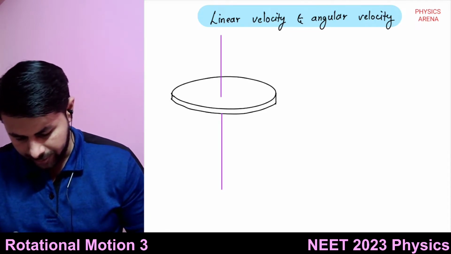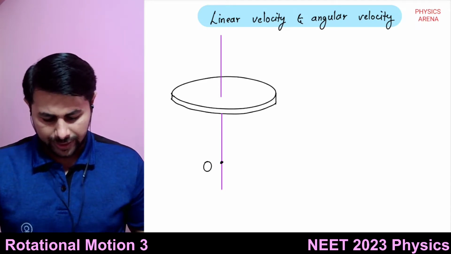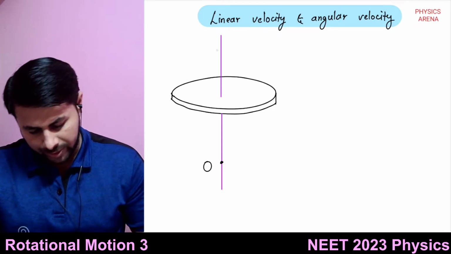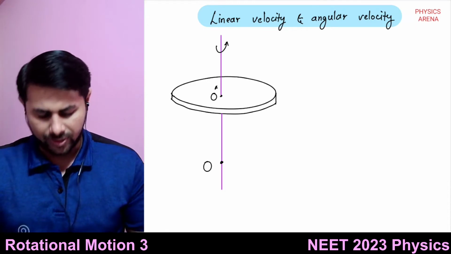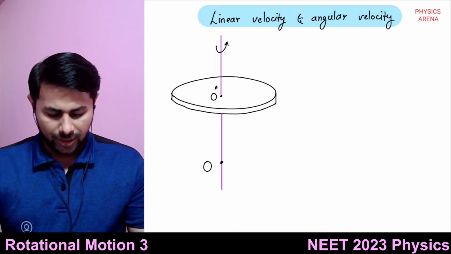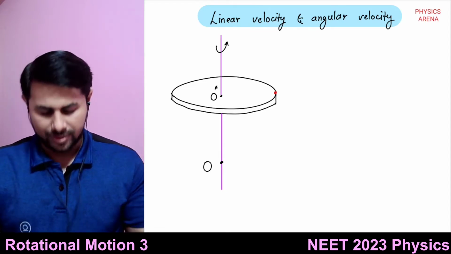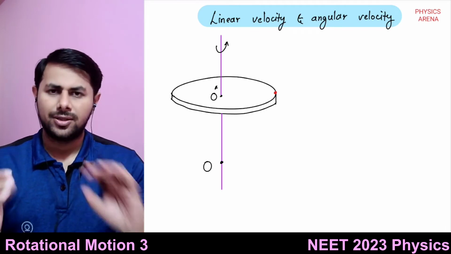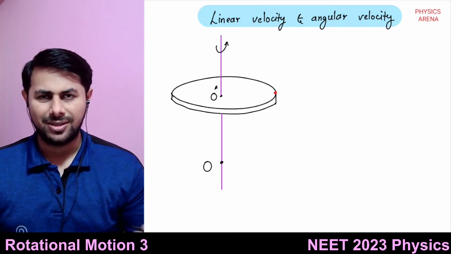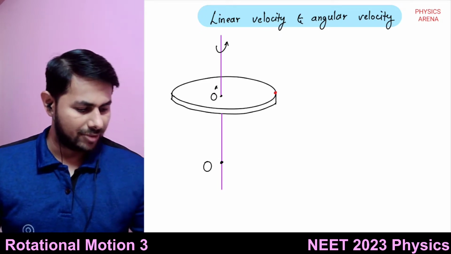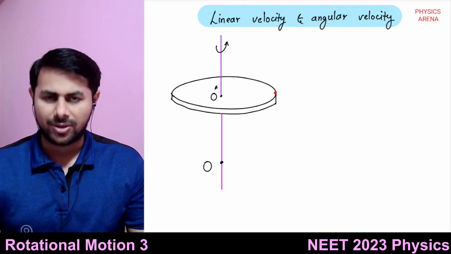So let's suppose this is the origin of coordinate system. And this disk is rotating about this vertical axis which passes through its center, O prime. Let's call it O prime. So now let's consider a point on this disk. Let's consider this point. Since this disk is rotating, this point will perform circular motion, right? So it will have some linear velocity and some angular velocity.